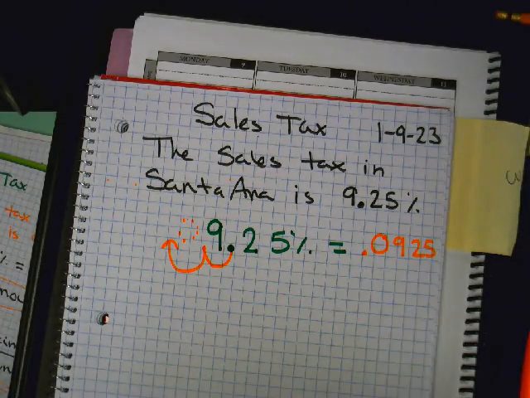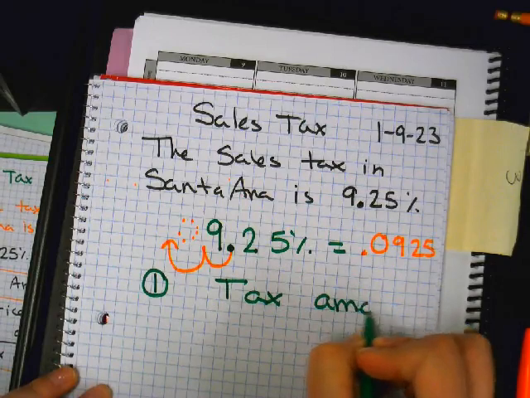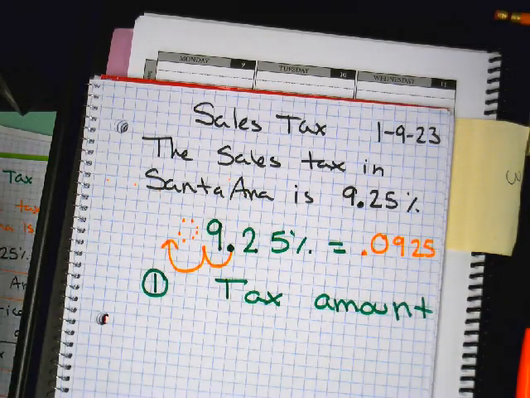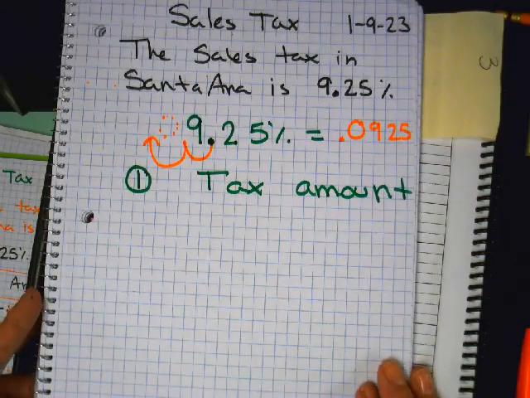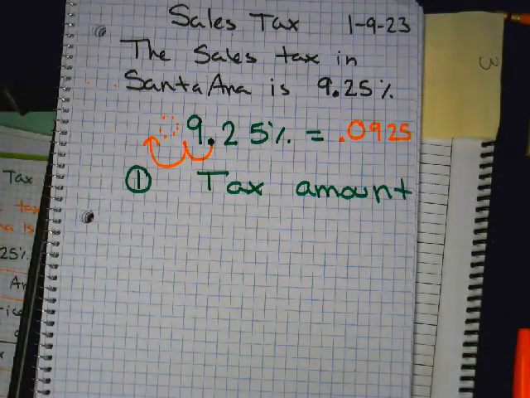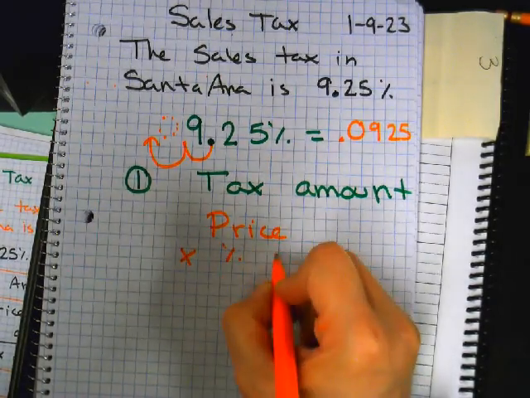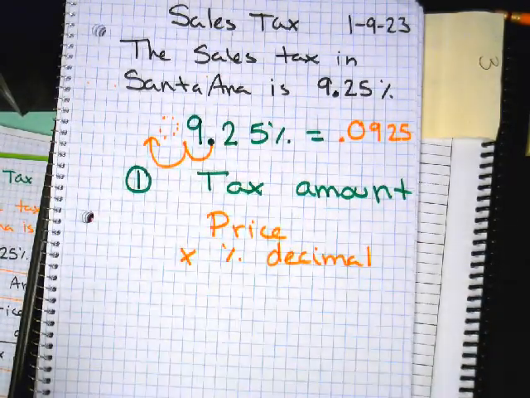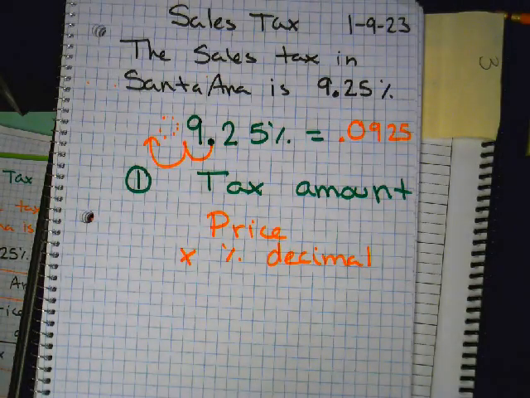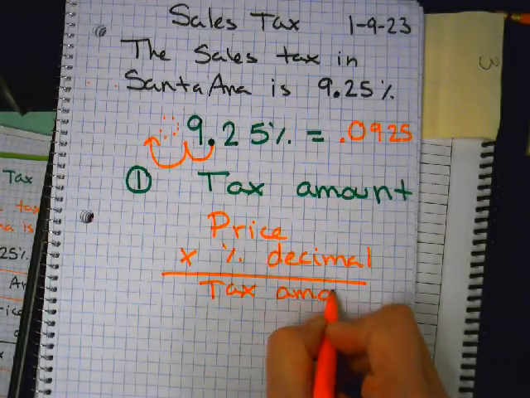All right, so the first step is to find your tax amount. How much tax are you going to pay? Are you going to pay $1? Are you going to pay $10? Are you going to pay $20? What was our first step for discount? Does anybody remember a long time ago? We were so young back then. What was our first step for discount? Yes, thank you. So you're going to take your price and multiply it by your percent written as a decimal. This is the exact same step as discount. Multiply. This will give you your tax amount.